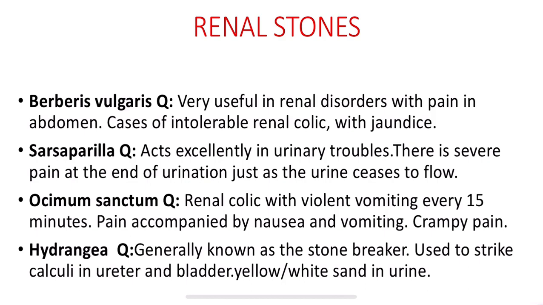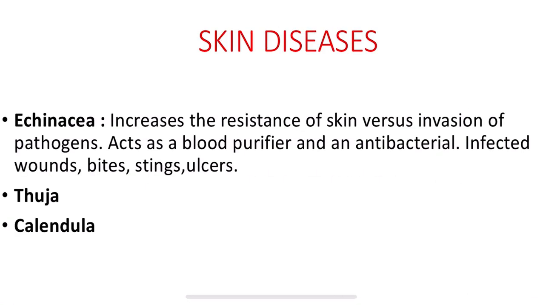Yellow white sand in urine. So if the person has yellow or white sand in urine, then he complains of renal calculi, and you have to think of hydrangea. Skin diseases, we have echinacea when there is increased resistance of the skin versus invasion of the pathogens. Now you have to increase the immunity of your skin, the resistance of your skin towards the invasion of these viruses and the pathogens.